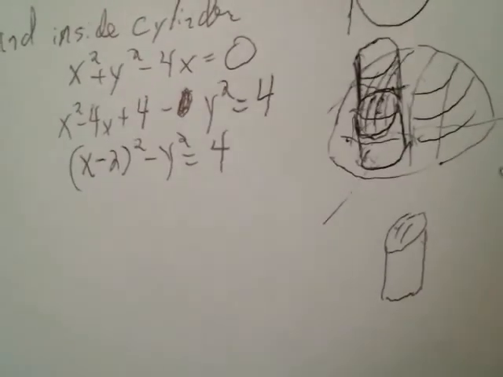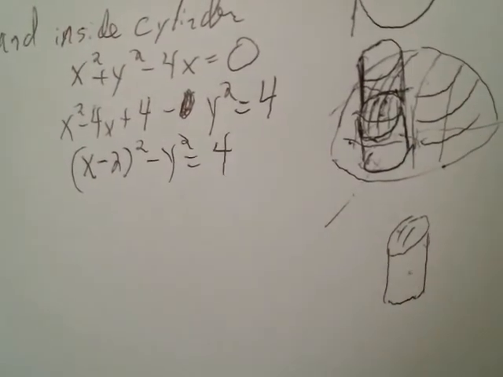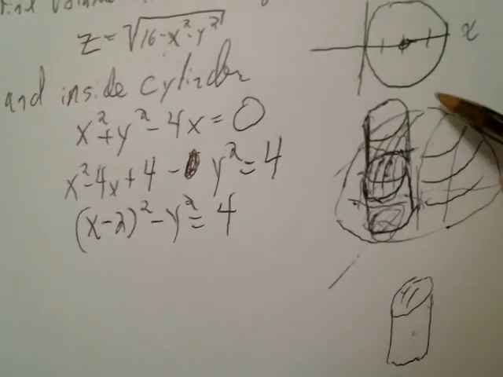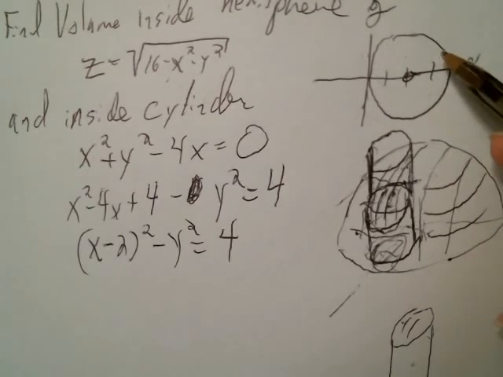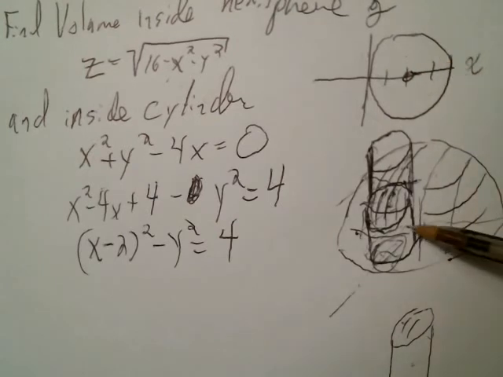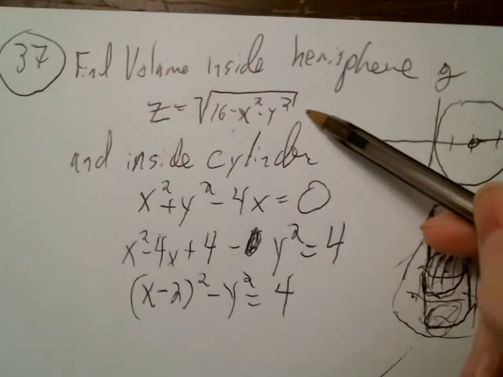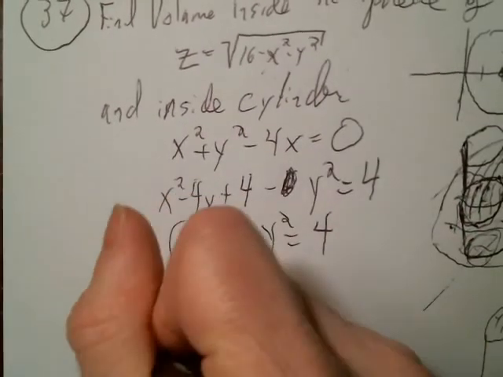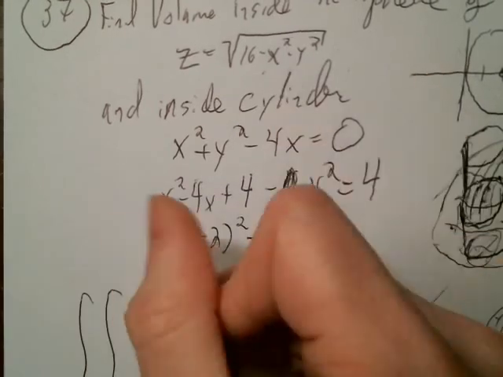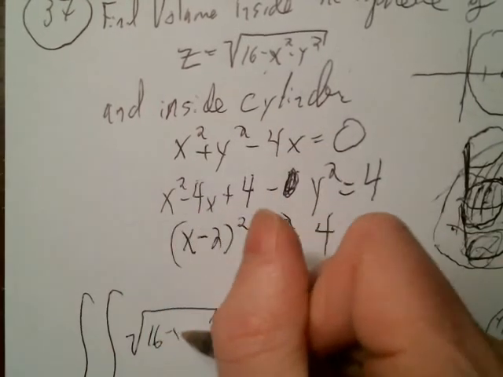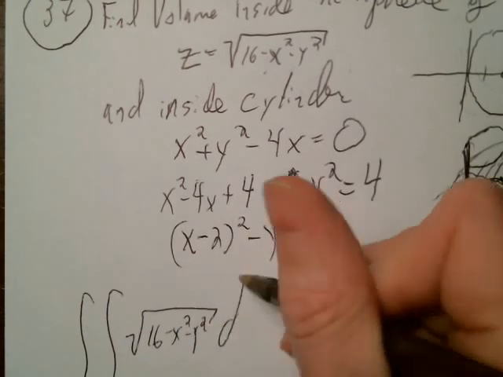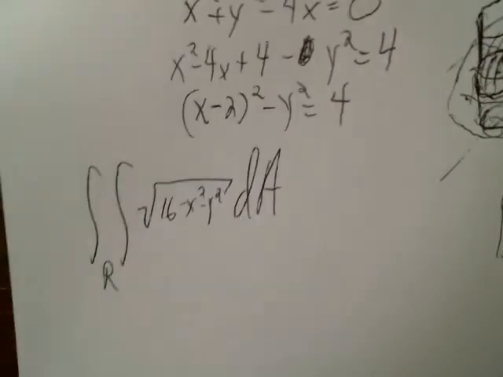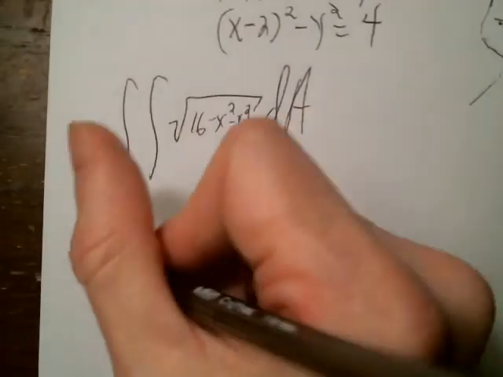I'll do another picture of it. That thing right here is this thing here, and we want that. So we're going to have to integrate over top of this region here. And inside the double integral is going to be this guy right here, and that'll do it for us. So we'll have a double integral of 16 minus x squared minus y squared dA over top of this region R. I'm going to go ahead and convert it to polar coordinates.